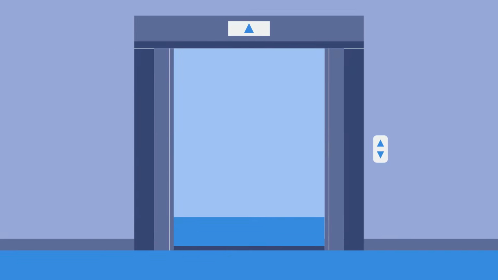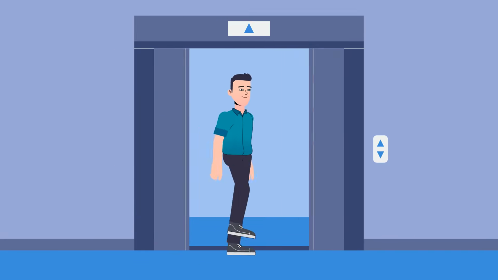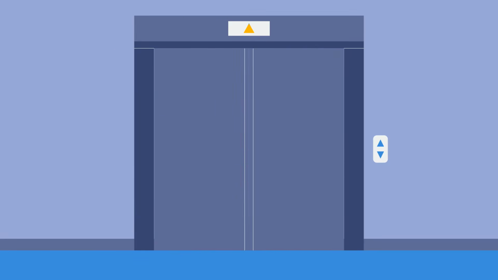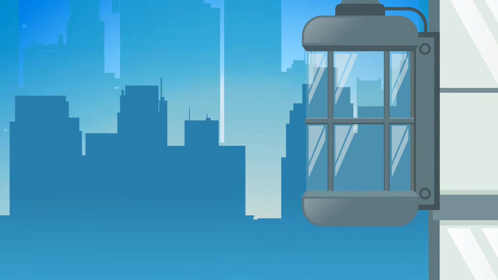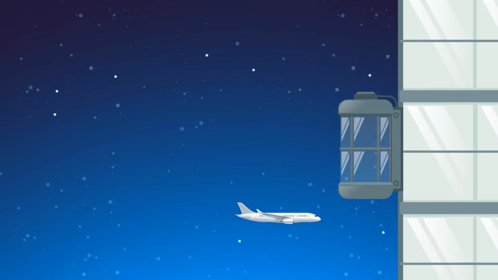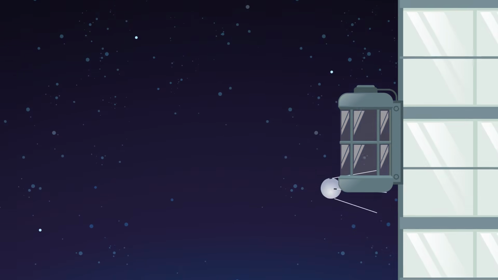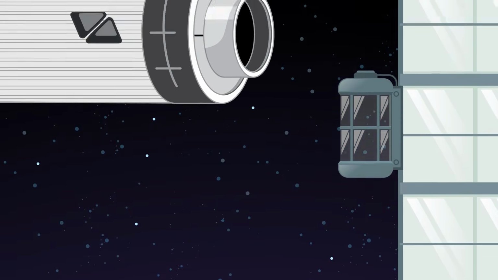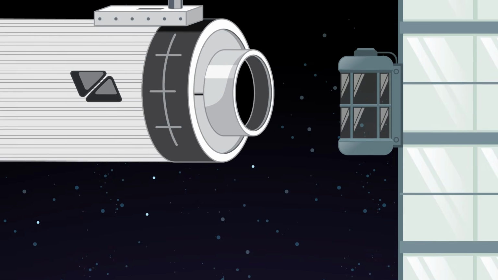There's also the idea of a space elevator that could send people to the International Space Station. It'd be a tall structure based on Earth and reaching space, with an elevator moving passengers up and down. This would make space travel very accessible for anyone and cheaper than launching a rocket into space.